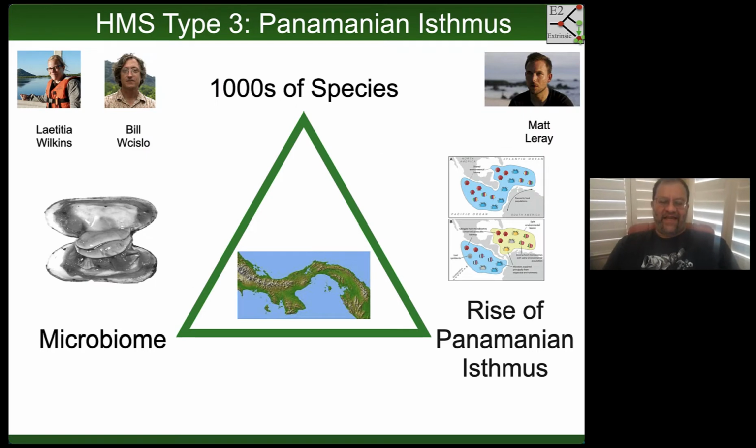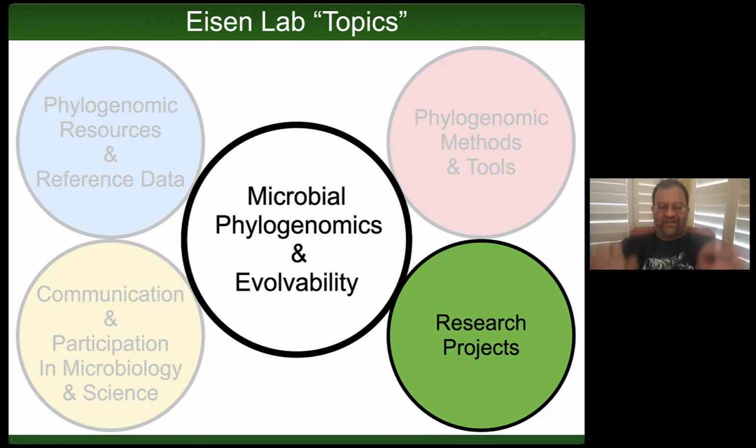And the latest project that we're working on in this general area is a collaboration with the Smithsonian Tropical Research Institute on the rise of the Panamanian Isthmus and how this has led to speciation events in thousands upon thousands of taxa that are now isolated on the two sides, in the Atlantic versus the Pacific, and what is the impact of that on their microbiomes, and what is the impact of the microbiomes of those organisms on how they've been affected by the rise of the Panamanian Isthmus. So that's just like this brief tour.